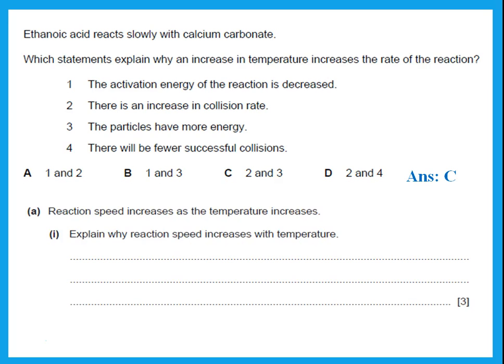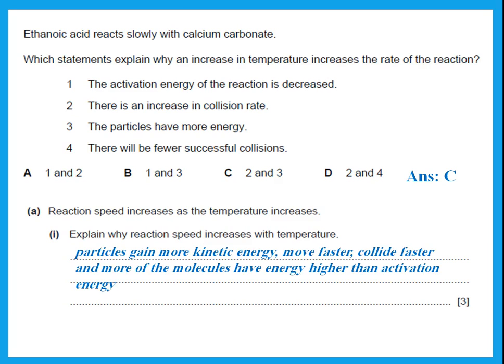Reaction speed increases. Again, I'm going to remind you the word speed is exactly the same as rate for our purposes. Reaction speed increases as the temperature increases. Explain why the reaction speed increases with temperature. Again, why is it that when I increase temperature, the rate of the reaction is more, or the reaction is faster? This is because the particles gain more kinetic energy, move faster, collide faster, in that order. Please don't change the order. You can't say the particles collide faster then have more kinetic energy.